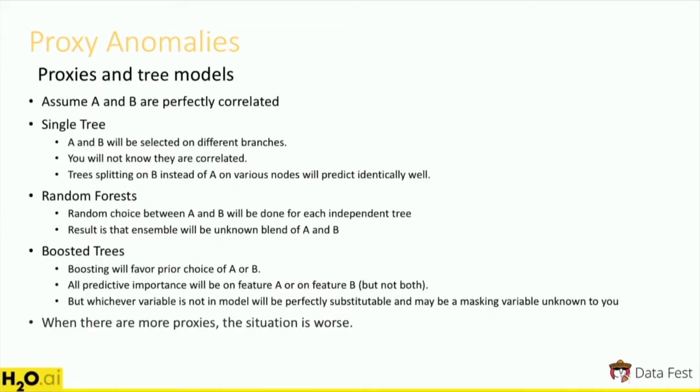Here's trees. Let's just assume A and B are perfectly correlated. It also works even if they're almost perfectly correlated. A single tree will split A and or B on different branches. You won't know they are correlated, and those trees you might get will predict identically well. Suppose one of them was phases of the moon, and another was your astrological sign. You might see them and think, oh, those are important predictors, when in fact they're mirroring each other and are basically worthless in terms of interpreting the result.